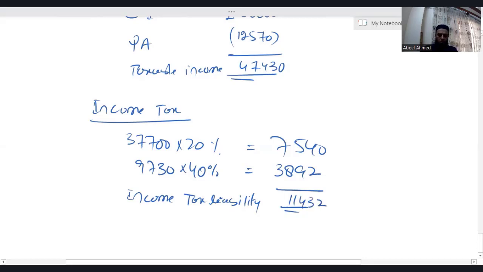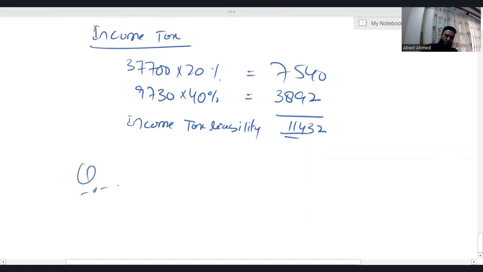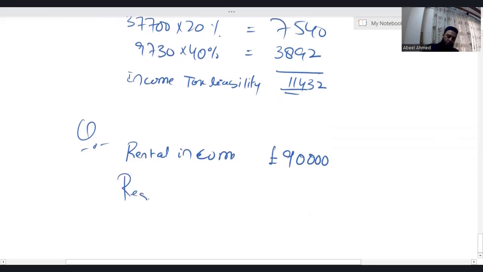So let me give you a little homework. Let's say property income is simply rental income, and rental income is another example of non-saving income. Let's say someone is having a rental income of 90,000. I just want you to calculate income tax liability, and I really want every one of you to calculate this. If you're watching this lecture on YouTube, you can share your answer on YouTube. Otherwise, do calculate the income tax liability, and then you can match your answer with my answer. That's a little bit of homework.